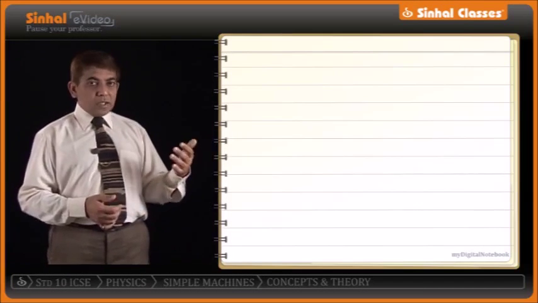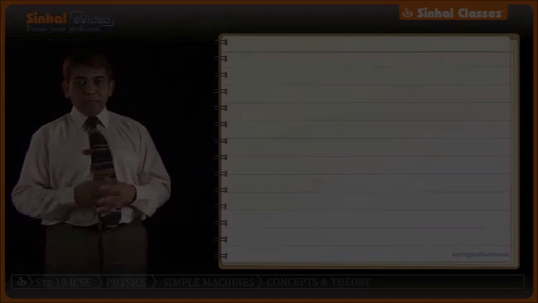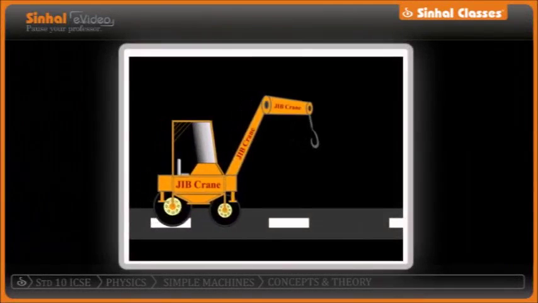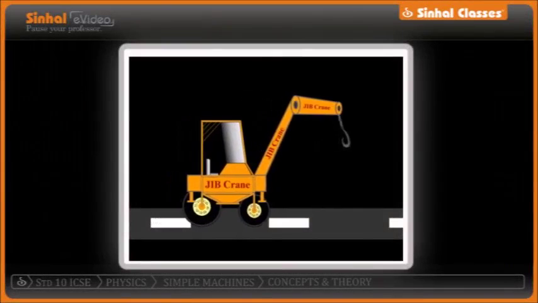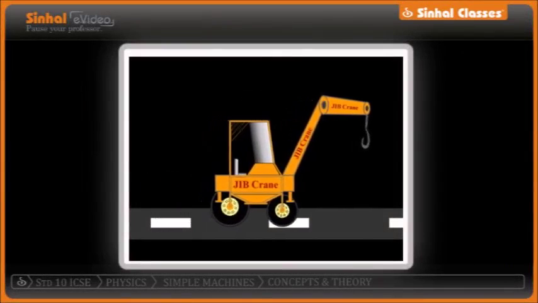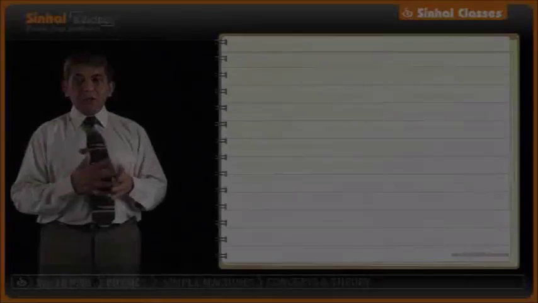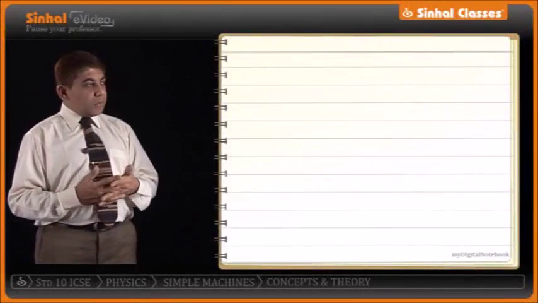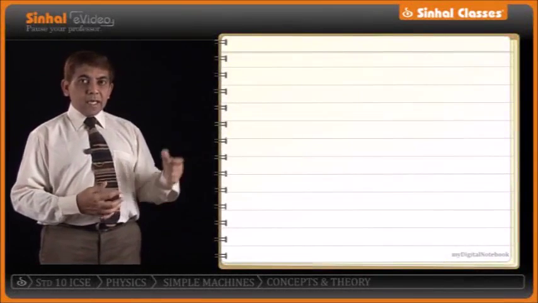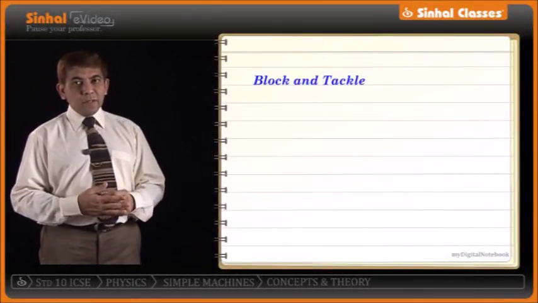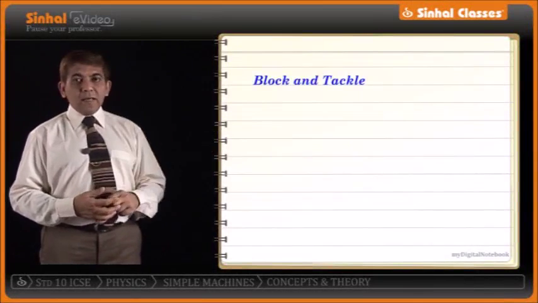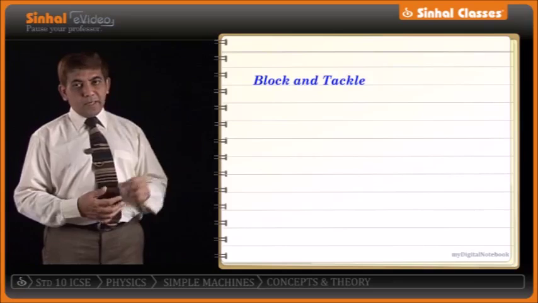But at times we are required to lift heavier loads, like in the case of hoists and industries, where we use jib cranes, which you must have definitely seen. Now these utilize a combination of pulleys. The combination of pulleys is categorized as block and tackle. The block is the fixed part and the tackle is the movable part.